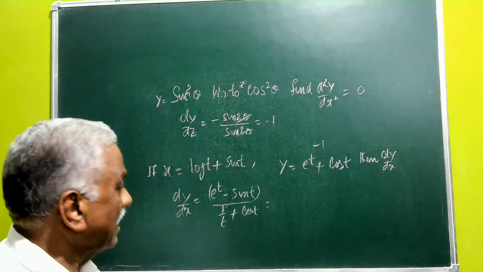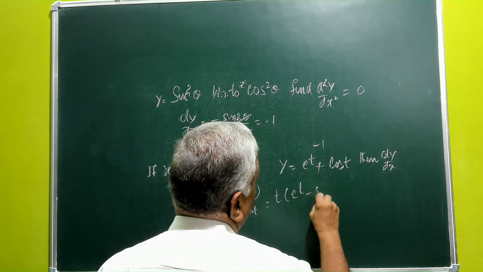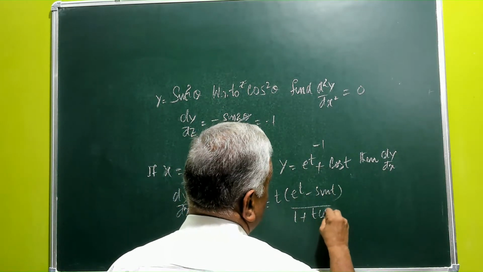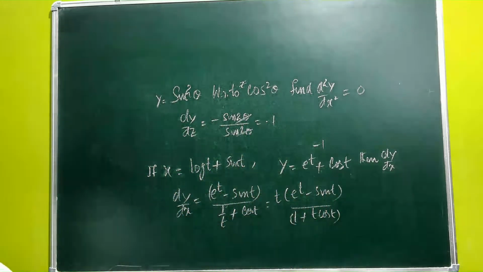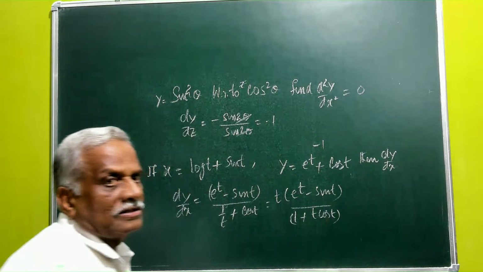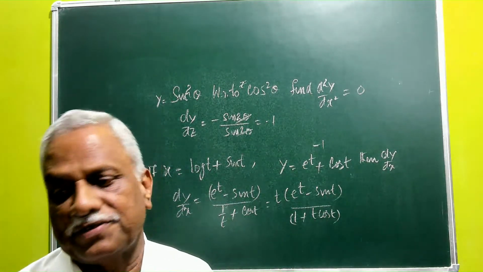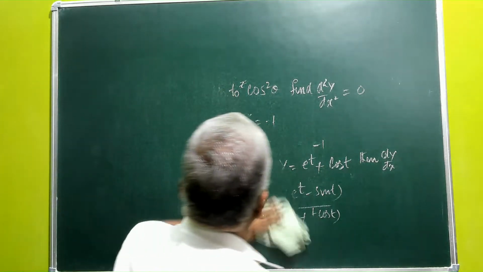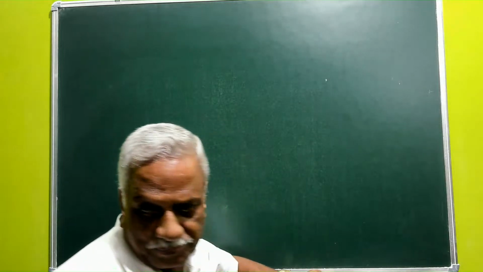They would not have given the answer like this. They would have simplified. T will come to the numerator: t times e to the power of t minus sin t over 1 plus t cos t. This is the answer given in the book. 4 answers are given. You have to just search for the answer and pick the right answer. There is no skill, there is no other method. Only thing is you should be good in differentiation. If you are good in differentiation, these problems appear very, very simple.